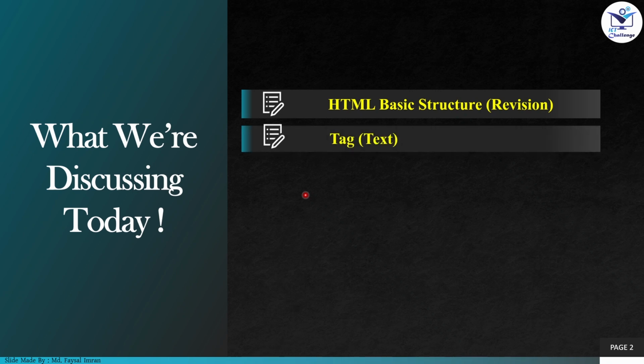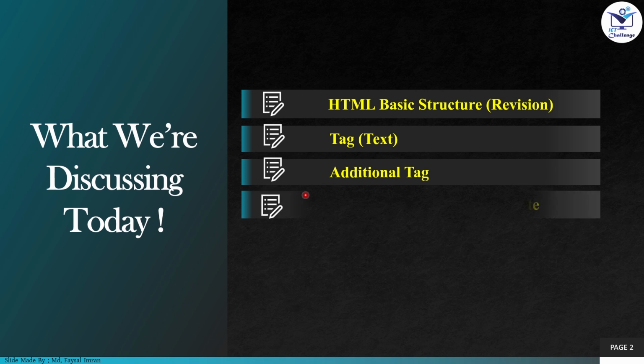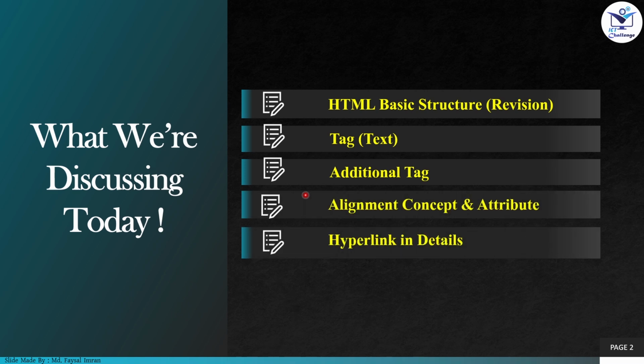Then tag. These tags are responsible for text. We just learned about text type tags. Then additional tags, which are some kinds of empty tags. Then alignment concept and attribute. Then hyperlink in details, HTML code. So that's all our today's topics.